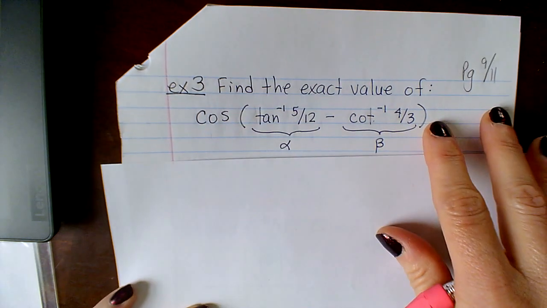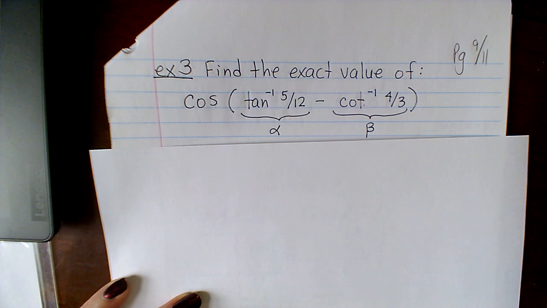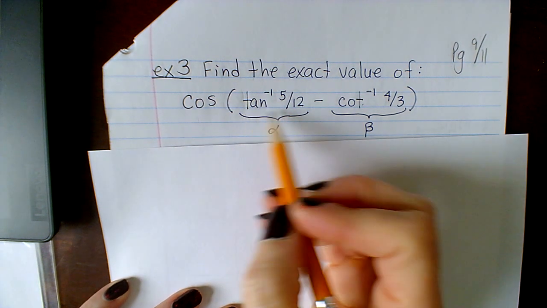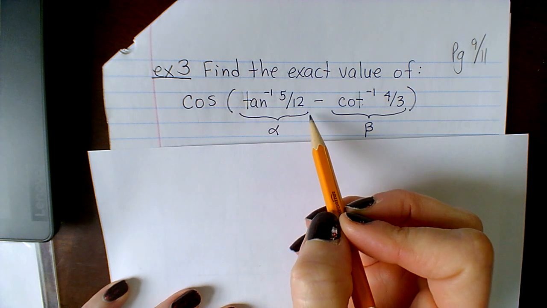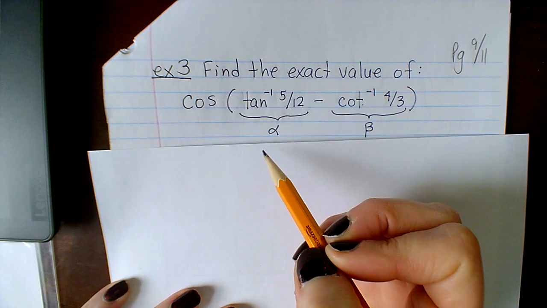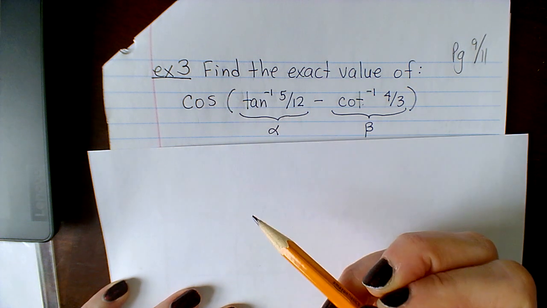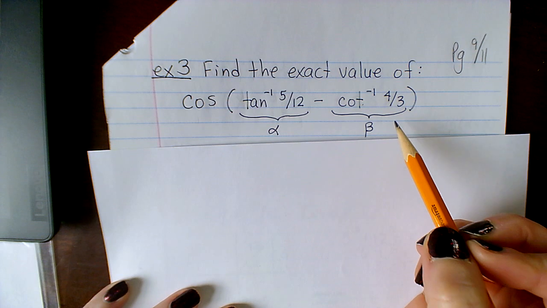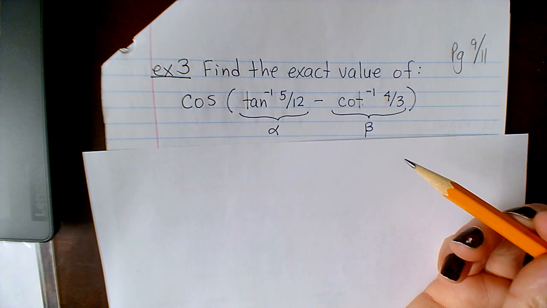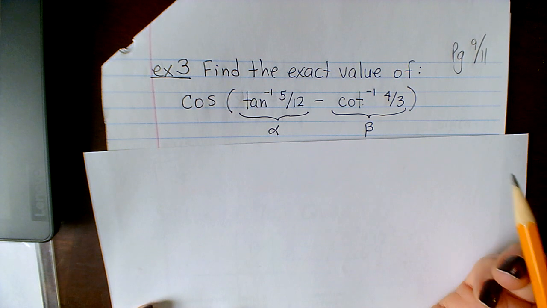So let's do some inverse stuff along with these sum and difference formulas. So the cosine of the inverse tangent of 5/12 minus the inverse cotangent of 4/3. Now, just like before when we were doing the inverse trig functions, remember that an inverse trig function is an angle. So I'm going to call this one alpha, and I'm going to call this one beta. Before, I just called it theta because it was just one angle. But normally, if I have more than one angle, I'm going to call them alpha and beta.